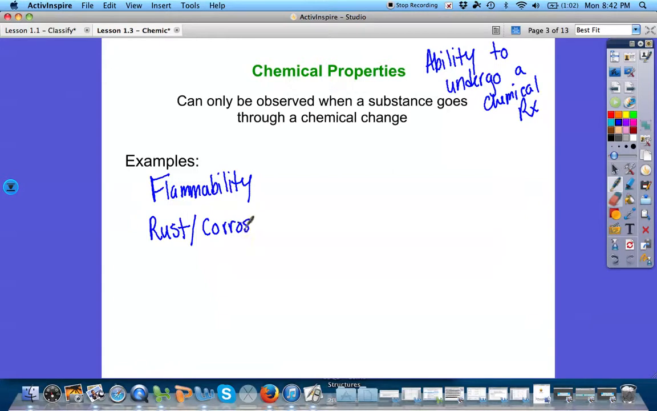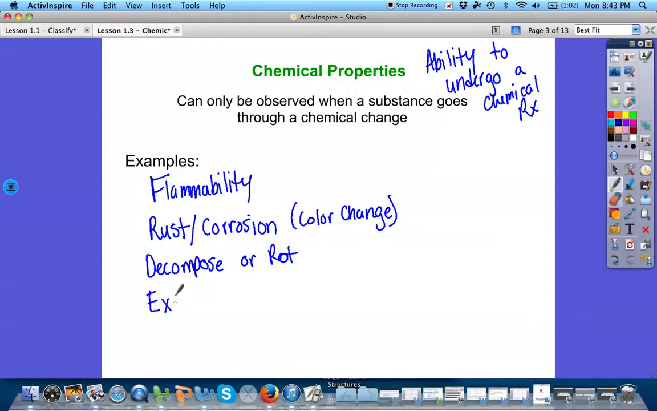so if your car is rusting, the metal will turn that reddish orange color. Corrosion will occur like with batteries. You'll have that white or greenish color. And this is going to be a color change. Whether it will decompose, or rot. And then whether it will explode or not. These are all chemical properties.